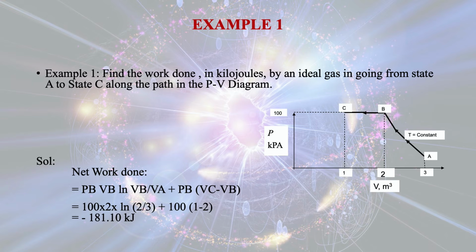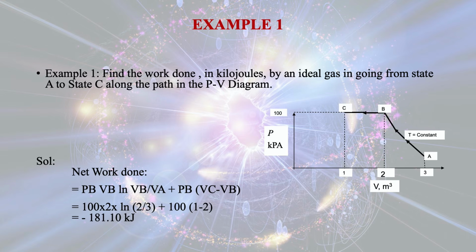You see, find the work done in kilojoules by an ideal gas in going from state A to state C. Here state A is the initial state, and the temperature is constant, that is PV is equal to constant. So this is an isothermal process where temperature remains constant. A to B is the isothermal process, and B to C the pressure is constant, that is the constant pressure process. So part of the work is due to the isothermal process, and the remaining part of the work done is the constant pressure process.